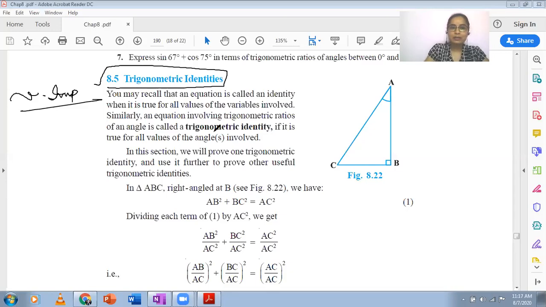So what basically we mean by a trigonometric identity is an equation involving trigonometric ratios of an angle. किसी भी angle के लिए अगर हम trigonometric ratios लिखते हैं और we write down the relation between them, then that equation is called a trigonometric identity if it is true for all values of angles involved. मतलब अगर हम relation लिख रहे हैं between trigonometric ratios, ट्रिग्नोमेट्रिक रेशियोज जब भी लिखी जाती हैं किसी एंगल के लिए लिखी जाती हैं.